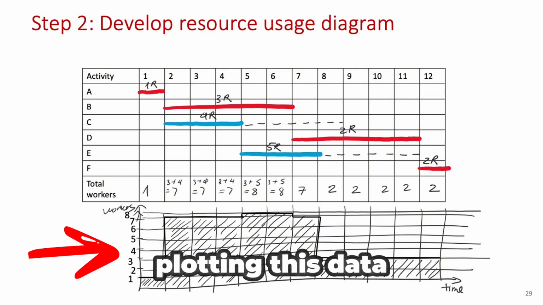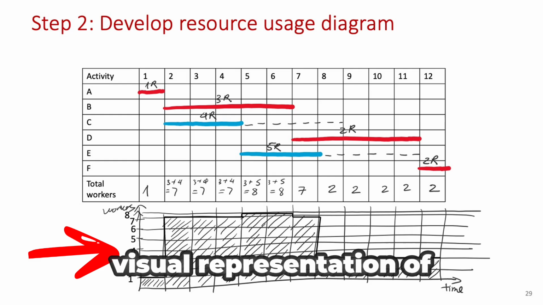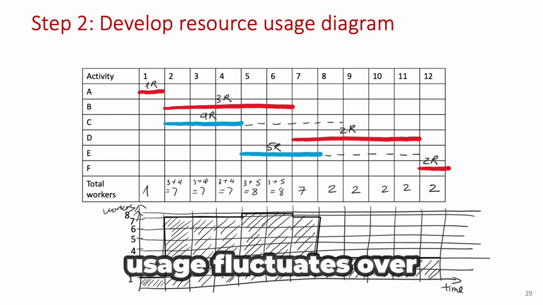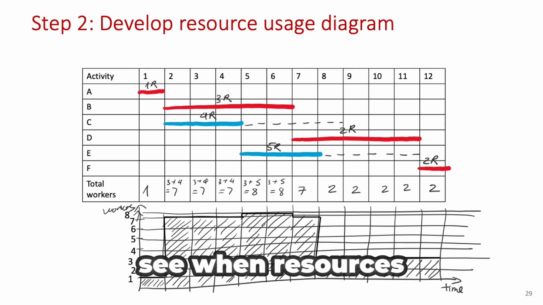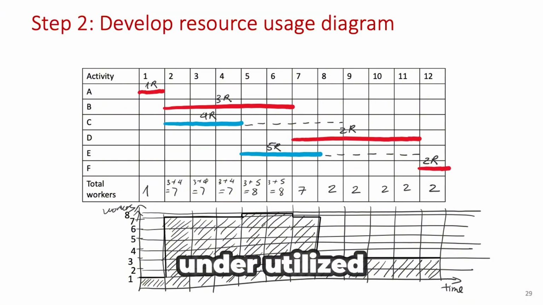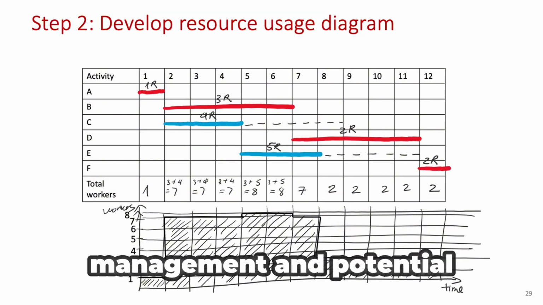Plotting this data results in a diagram that shows a clear visual representation of how the resource usage fluctuates over time, allowing us to see when resources are over or underutilized, helping in resource management and potential adjustments.